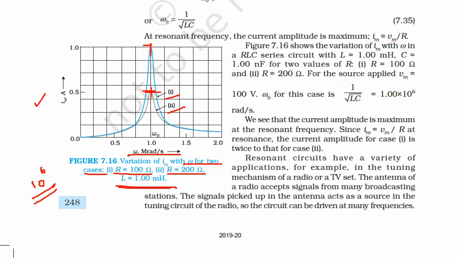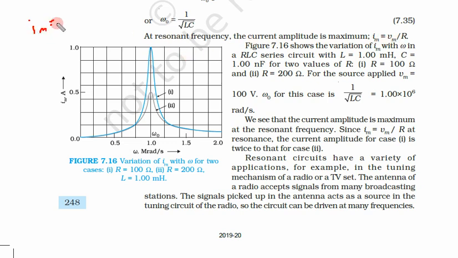This is the phenomenon of resonance: at a particular frequency which matches the natural frequency of the circuit, the amplitude becomes very large. At resonant frequency the current amplitude is maximum, because current Im is Vm upon Z, and Z itself becomes equal to R. So Im is equal to Vm upon R. The circuit is very nearly resistive only. All the effects of the capacitance and inductance are now gone, and the circuit is purely resistive.